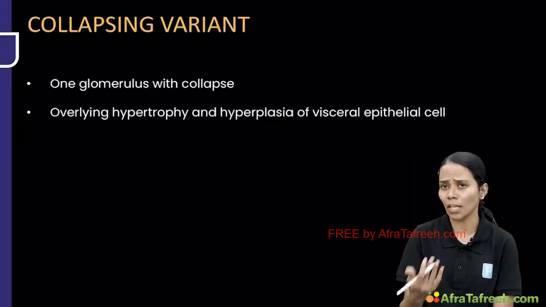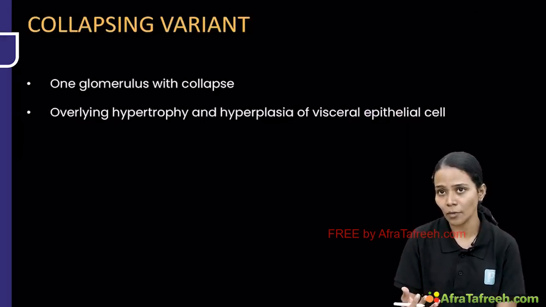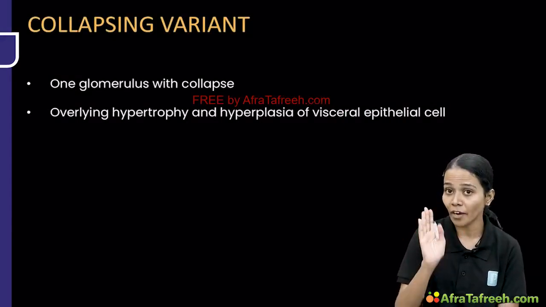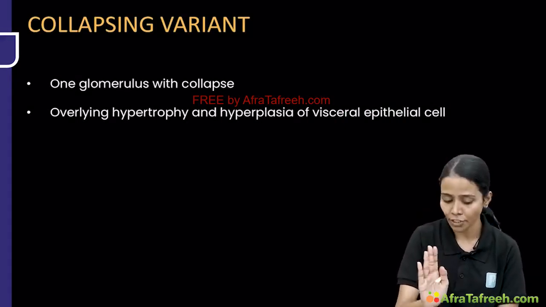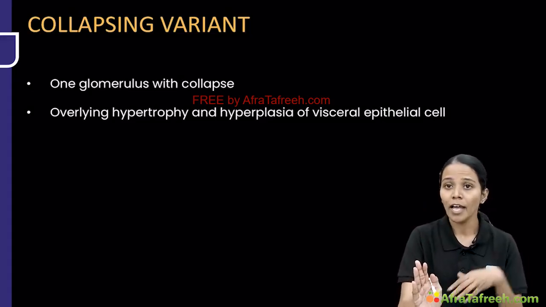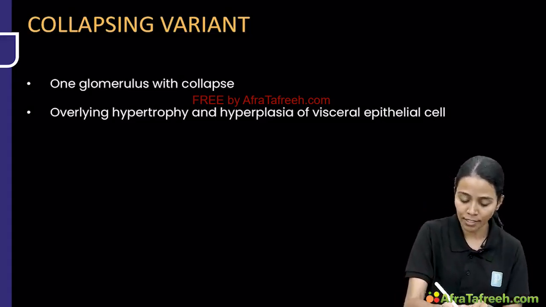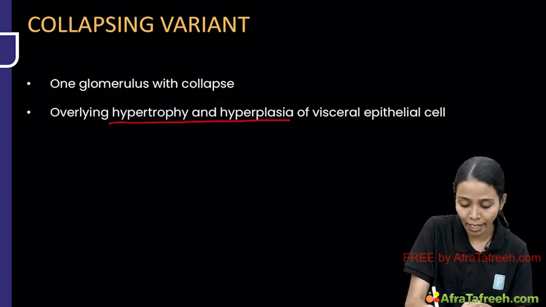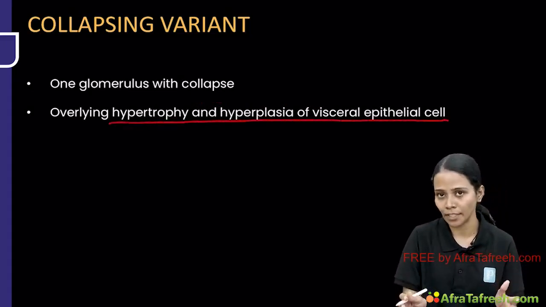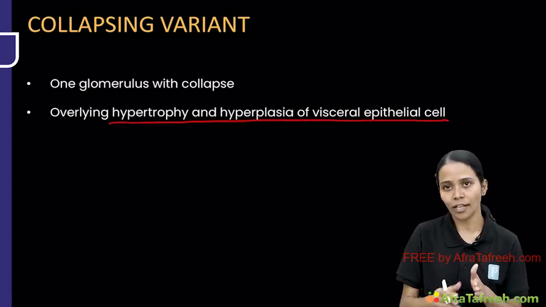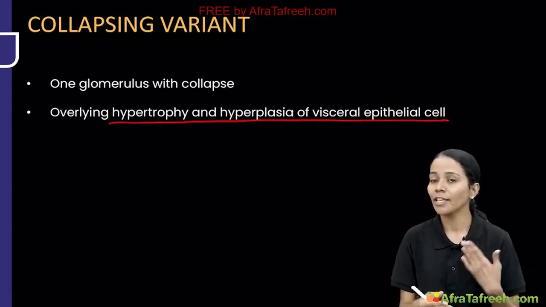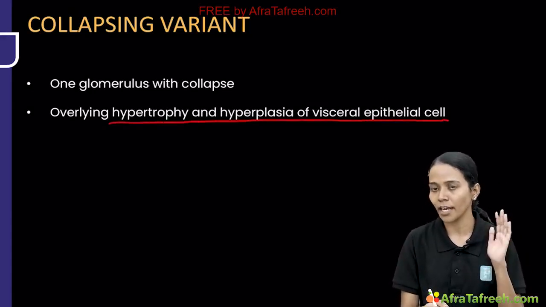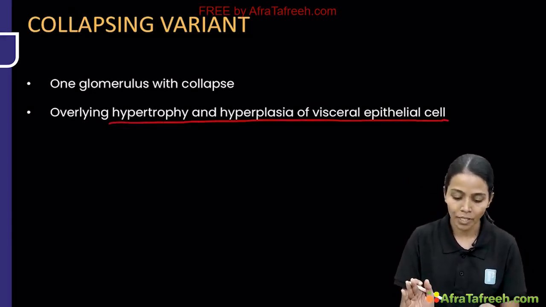Now coming to the collapsing variant, which is a very important thing. Generally, it is required that only one glomerulus with collapse is sufficient to make this diagnosis. Okay. And once it collapses, there is going to be overlying hypertrophy and hyperplasia of the visceral epithelial cell. So far among the lesions that we studied, only perihilar lesion is not going to have overlying podocyte hypertrophy and hyperplasia. Okay.